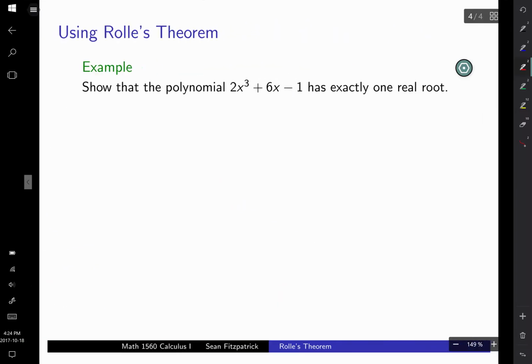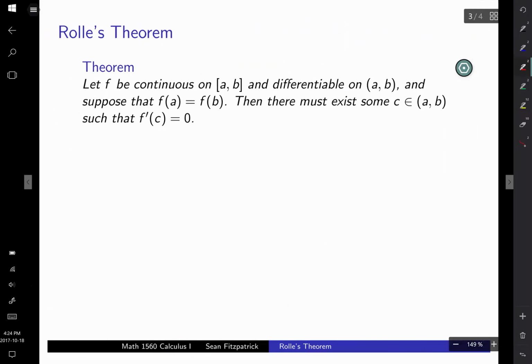So the precise statement is right here. Rolle's theorem says, suppose we have a function, it's continuous on a closed interval, it's differentiable on the corresponding open interval, right? Usually when we talk about differentiability, we always talk about it in the context of open intervals. And suppose that f of a equals f of b. So the beginning value is the same as the ending value, right? Well, then there must exist some point c between a and b such that f prime of c equals 0.